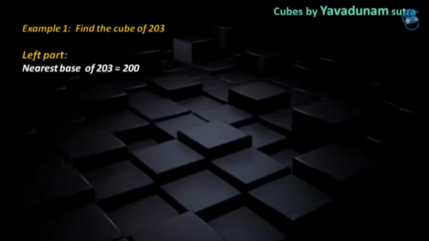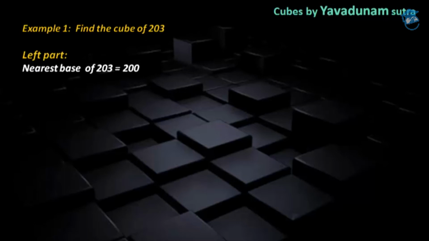The example that I am going to take in this session is: find the cube of 203. So friends, in order to find the cube of the given number 203, we have some parts of the procedure that we have to follow. The first part is the left part. In the left part, the first step is to find the nearest base of the given number 203. Therefore, the nearest base of 203 is 200.